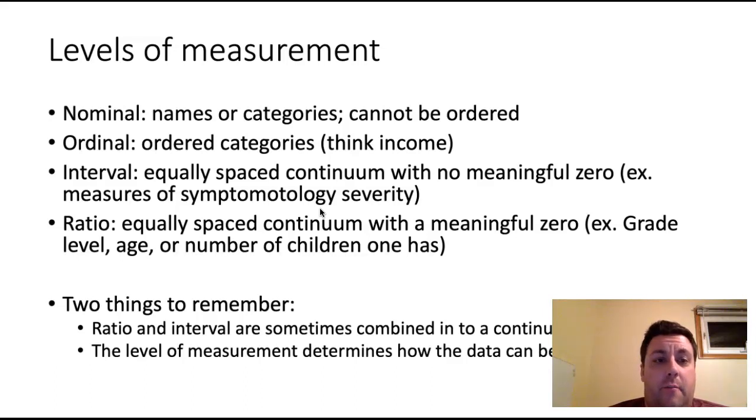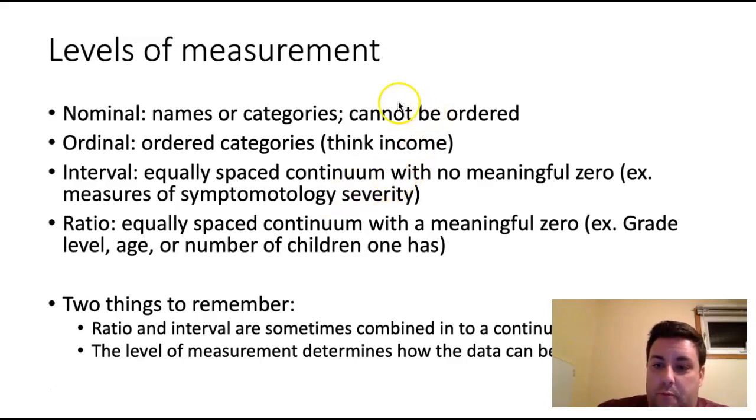Ordinal variables are nothing more than ordered categories. Think income, think level of education, that kind of thing. Interval variables are equally spaced on a continuum. They don't have a meaningful zero. The best example I can think of for that is some measure of psychopathology, symptomatology, severity, something like that. And then a ratio measure is, again, equally spaced on a continuum, but there is a meaningful zero. So it could be the grade level that one has achieved, a person's age, the number of children one has, that kind of thing.